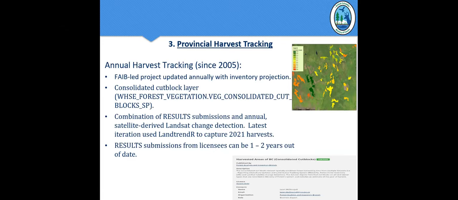Unfortunately, the results submissions from the licensees can be 1 to 2 years out of date. And on top of that, our Landsat change detection can also be upwards of a year out of date. So that's a bit problematic when we're trying to determine what was cut more recently, or get an up-to-date picture of where we're at in terms of forest inventory.